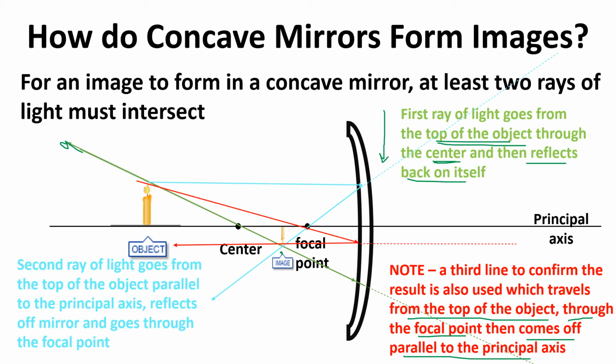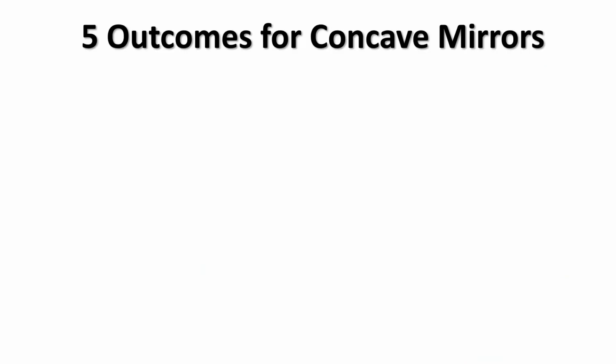So we do have a dotted line here. And again, it pretty much converges where the other two were. So that just confirms where our image forms. So when it comes to these mirrors, we have 5 different outcomes, and that's it. There's only 5 results that you can find. So let's take a look at those 5.